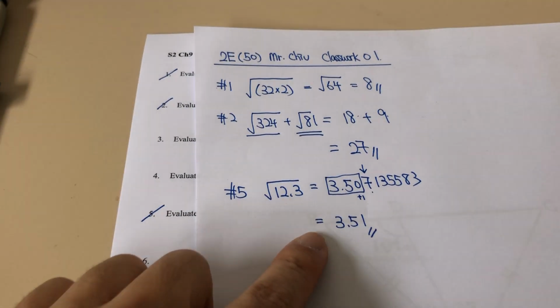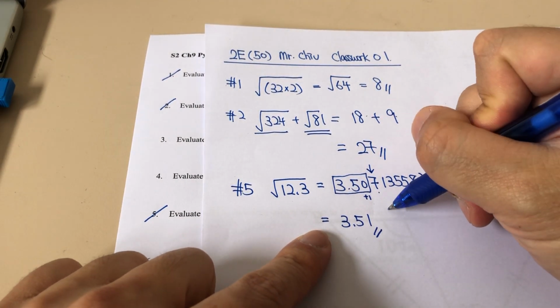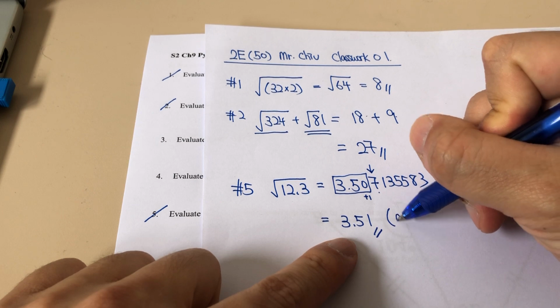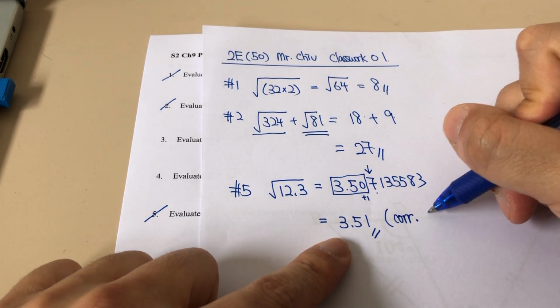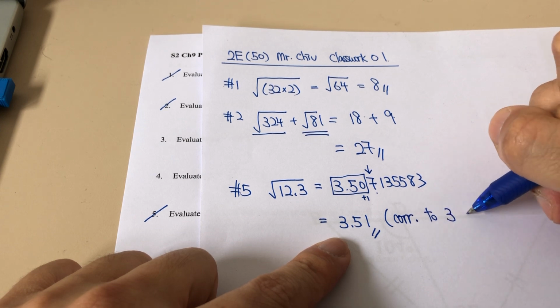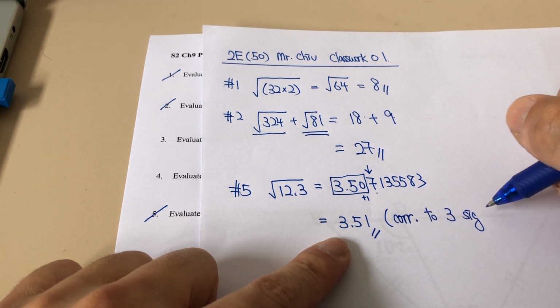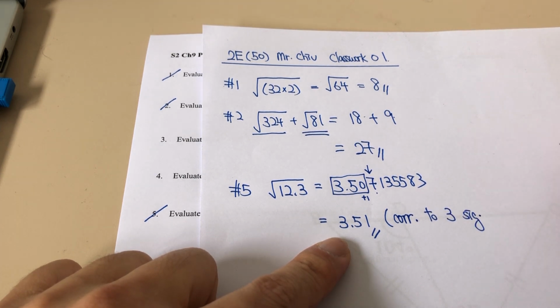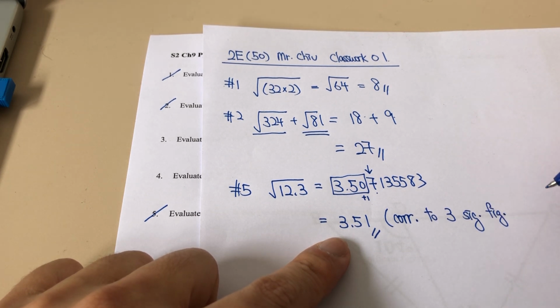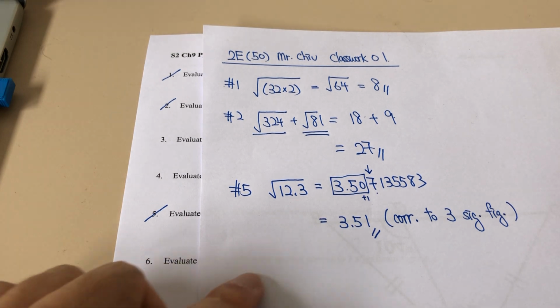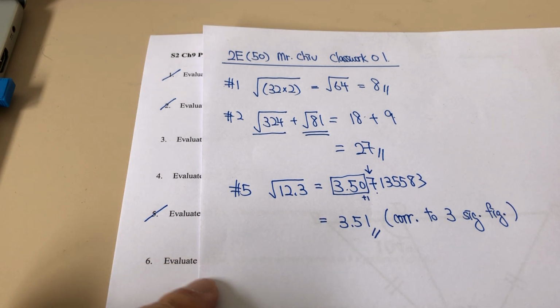Okay? Remember that whenever you give an approximated value, you have to write down how accurate it is. Write corr. for corrected, to 3 sig., the abbreviation of significant, and fig., which means figures. Correct to 3 significant figures.